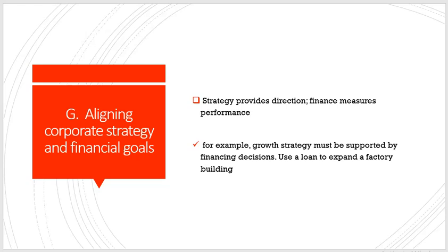For example, we can say a growth strategy must be supported by financing decisions. If we want to grow, let's say we want to expand our factory building, then we can look at the finance strategy. A good finance strategy would be we should maybe borrow a loan to expand the factory. That's what we mean by aligning corporate strategy and financial goals.